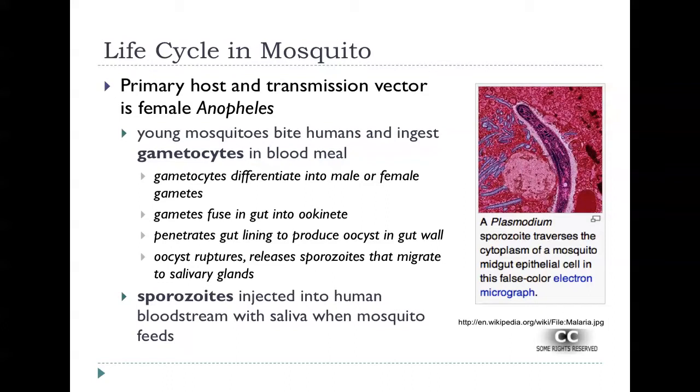You don't have to know all the details of the different stages in the mosquito, really. I'm just putting this up here for completeness' sake. But basically, they go through the mosquito, and they eventually end up releasing sporozoites that migrate into the salivary glands of the mosquito, poised to be injected into the human bloodstream with the saliva of the mosquito when it next feeds.